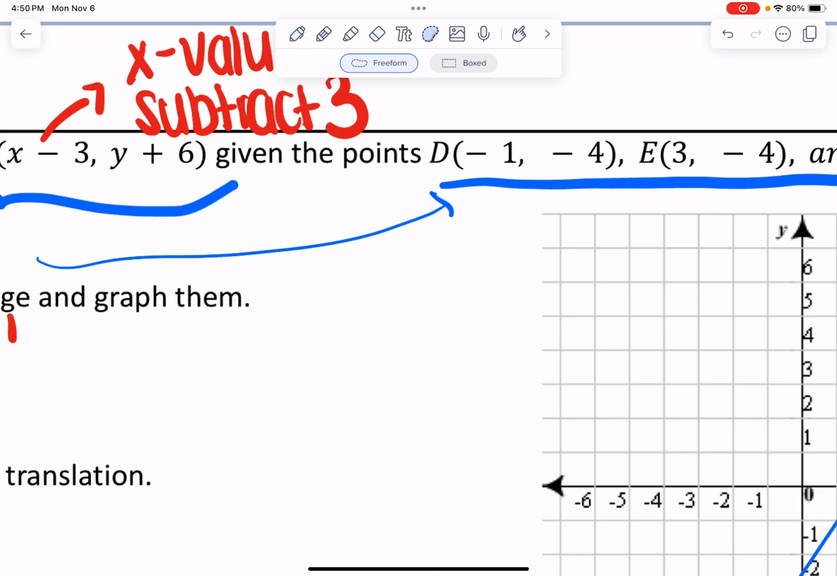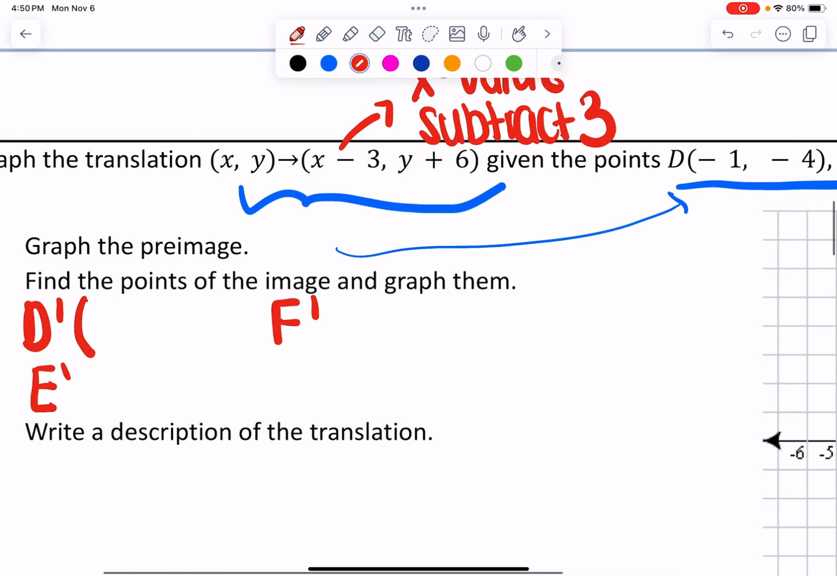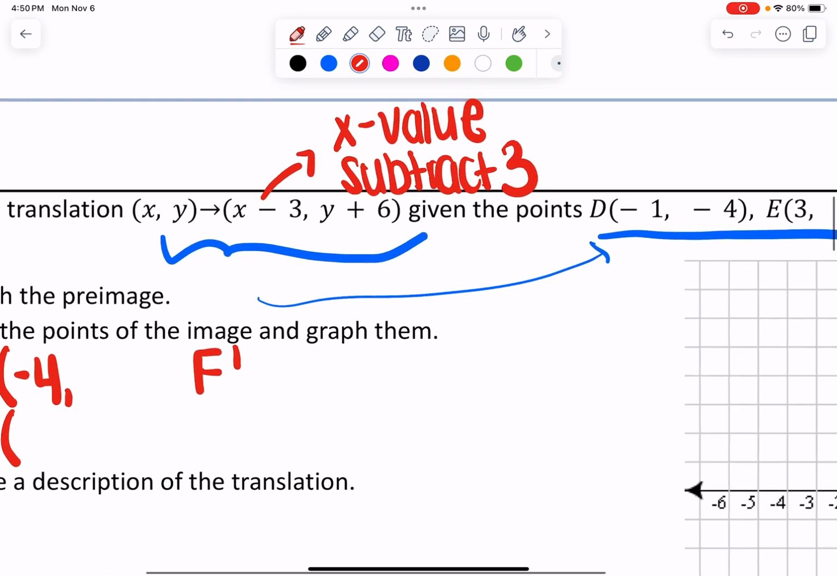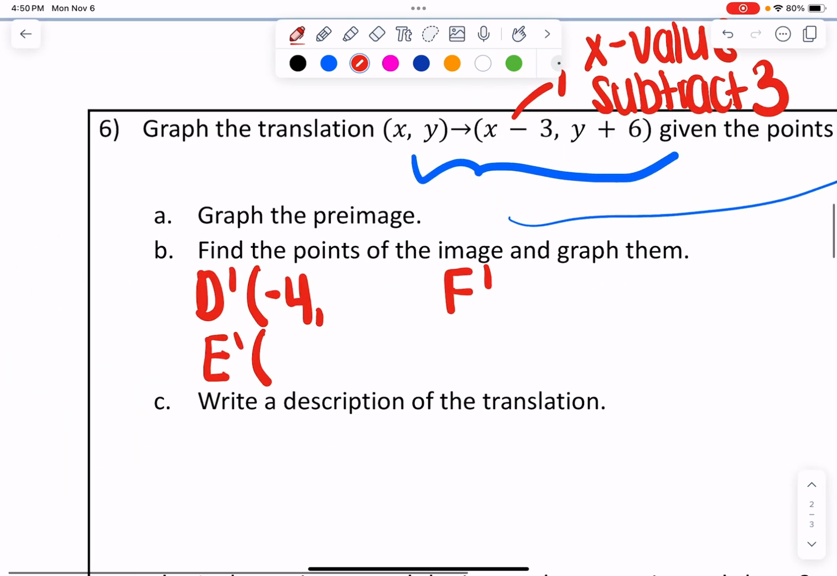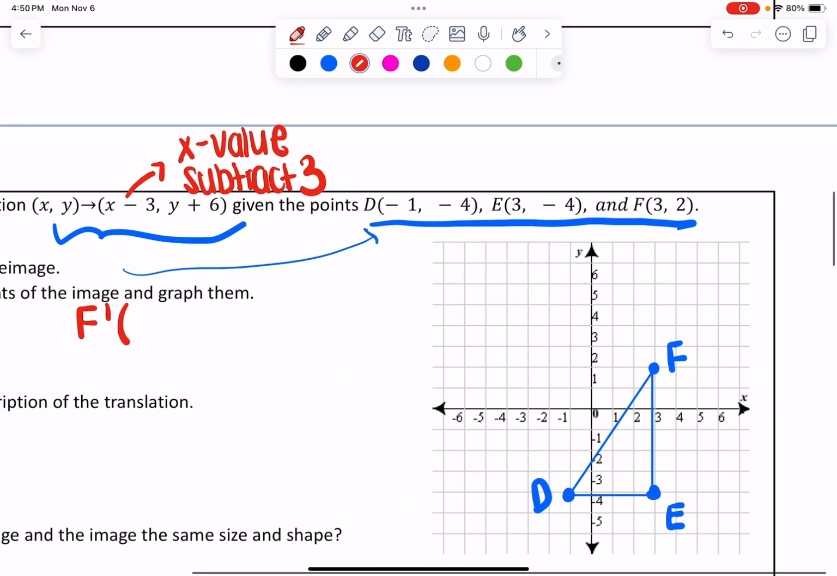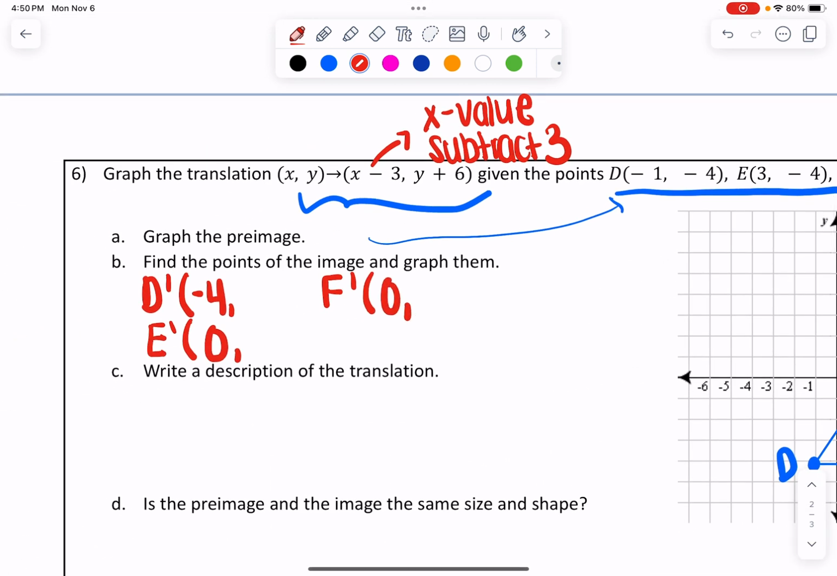So looking at D, I have -1 for my x value. I'm going to subtract 3 from -1. You get -4. I'm going to do that for my other x values. So for E, it's at 3 for x. You're going to subtract 3 from 3. You get 0. And then for F, F is at 3. Subtract 3, you're also going to get 0. So that's for x.